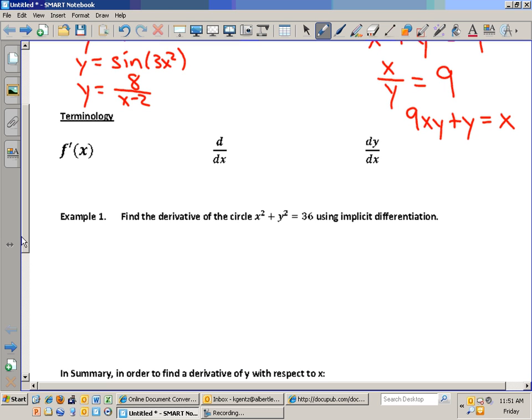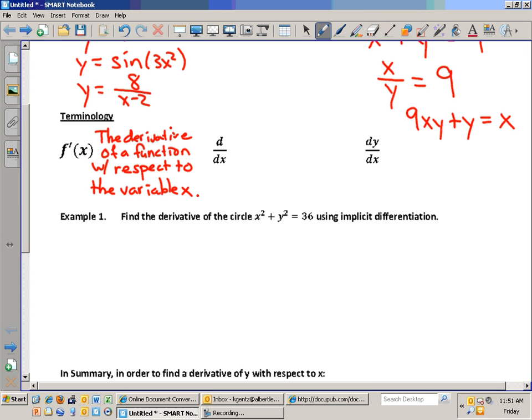So let me just back up here and address some terminology issues. f prime of x specifically means the derivative of a function with respect to the variable x. I'll let you write that down. And when I teach you the skill today, the process, you're not going to have any issue with it. But to help you understand what's come up so far, we start with f of x, and we get f prime of x.